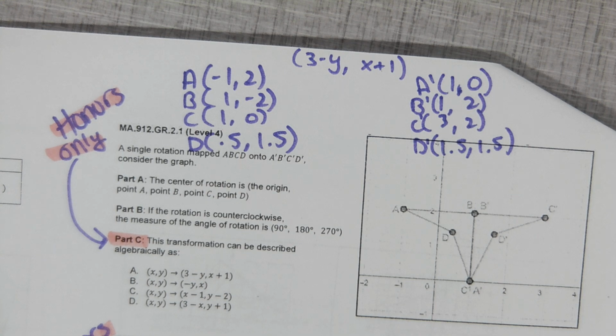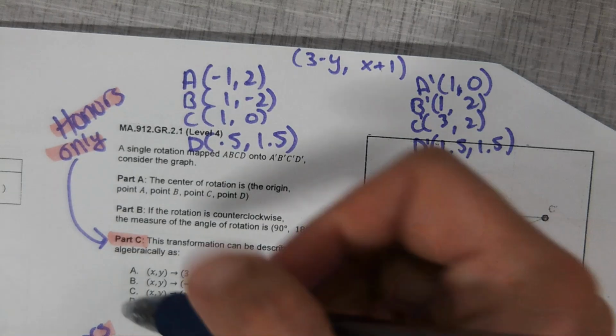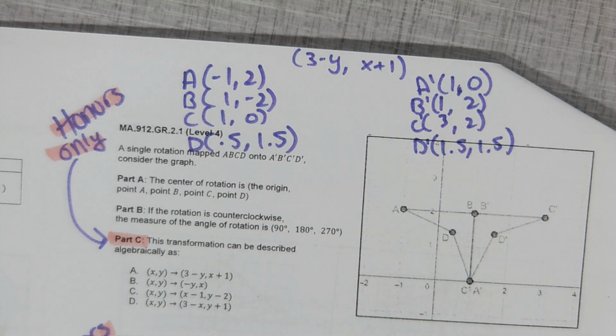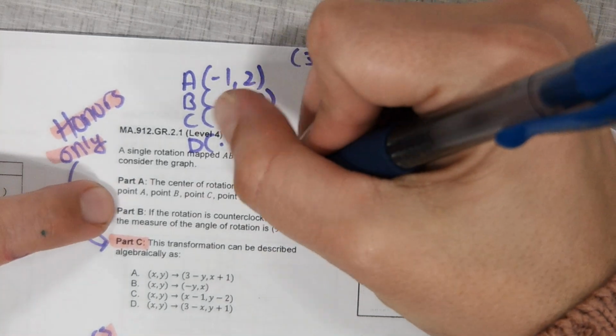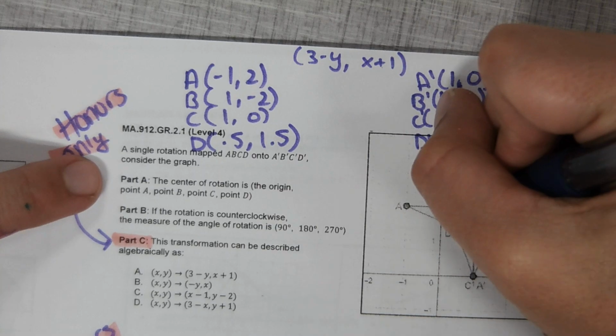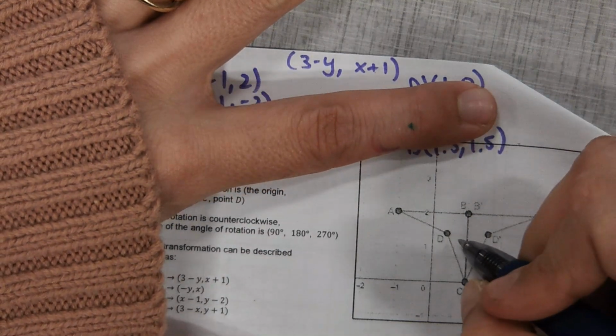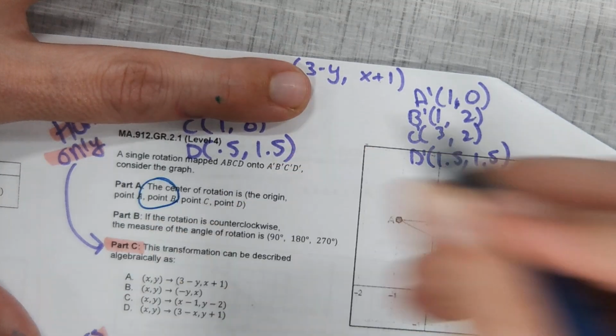Okay. So for this question, the first two parts aren't really too bad, and then part C, we haven't learned it yet. But we're just going to use what we know to figure it out, and I think you could do that on a test as well. So part A, it says the center of rotation is either the origin, point A, B, C, or D. Okay, so looking at this, this is the original, this is the new one, so it's being rotated like this around point B. So center of rotation is B.